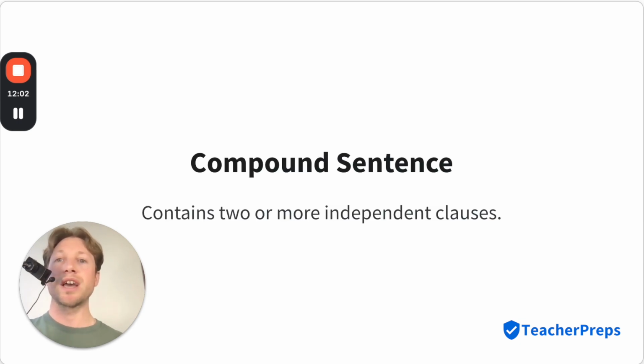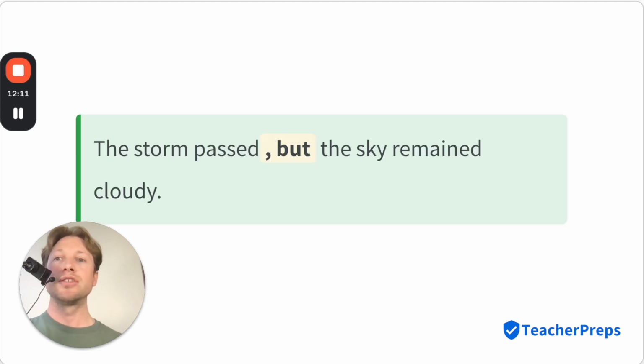Next, we have a compound sentence, and this means it's made of two or more independent clauses that are joined together. An example here would be, the storm passed, comma, but the sky remained cloudy, period. That's two complete thoughts joined by the conjunction but. The storm passed and the sky remained cloudy.